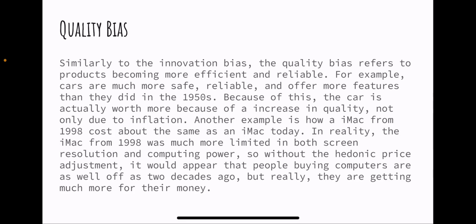Quality bias. Similar to innovation bias, quality bias refers to products becoming more efficient and reliable. For example, cars are much more safe, reliable, and offer more features than they did in the 1950s. Because of this, the car is actually worth more because of an increase in quality, not only due to inflation.